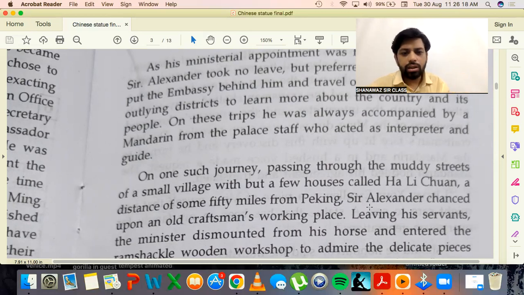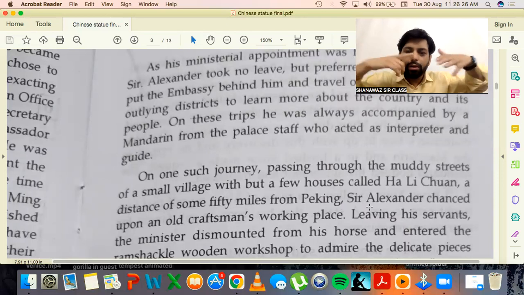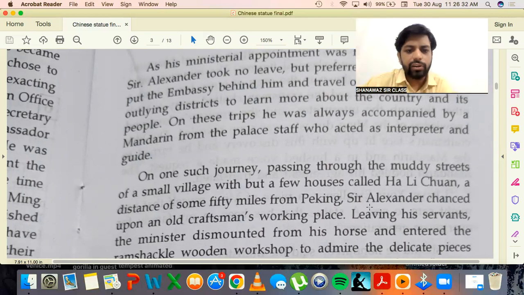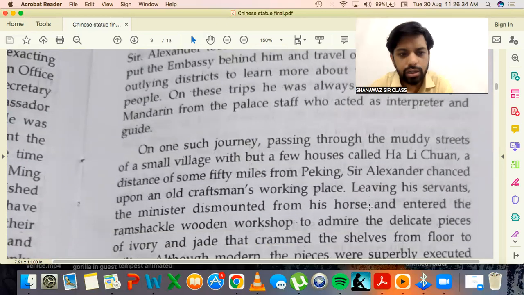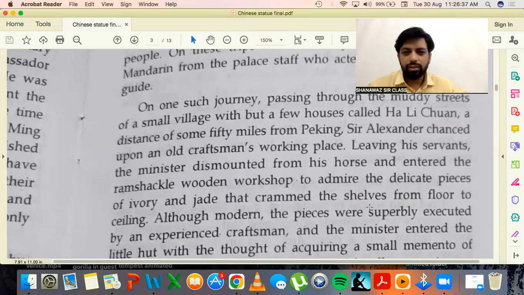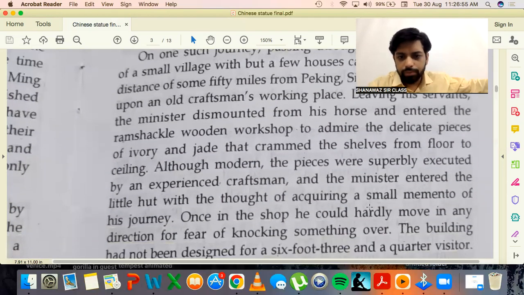सर अलेक्जेंडर chanced to go into a craftsman's working place, तो वो घूमते घूमते क्राफ्टमैन के, जहाँ उसका जो फैक्ट्री तो मॉडर्न वर्ड है, जहाँ वो क्राफ्ट का काम करता है, वहां वो गए. Leaving his servant, he dismounted from the horse and entered the ramshackle wooden workshop. जैसे तैसे बिखरा हुआ था उसमें, ये अलेक्जेंडर हीथकोट, ambassador of England who was posted to China Peking, वो उसके उस particular जहां वो काम करता है उसमें गए. तो आइवरी जेड अलग अलग डिजाइन का बहुत कुछ था. There were many pieces the craftsman had made.